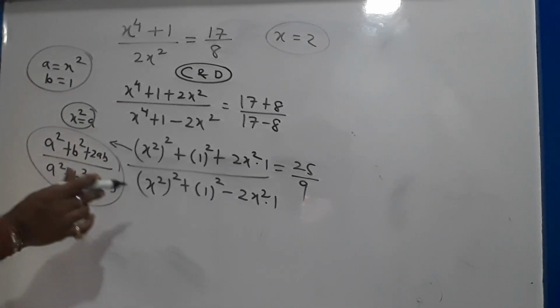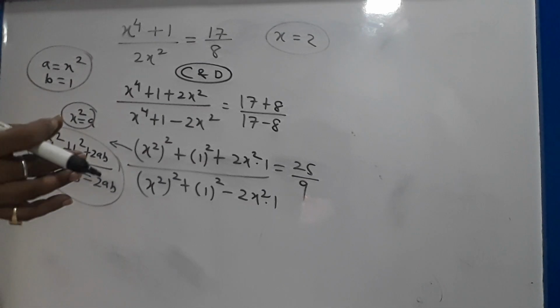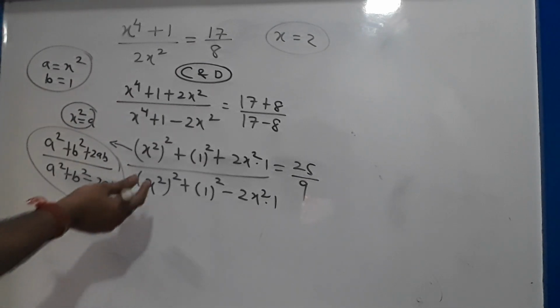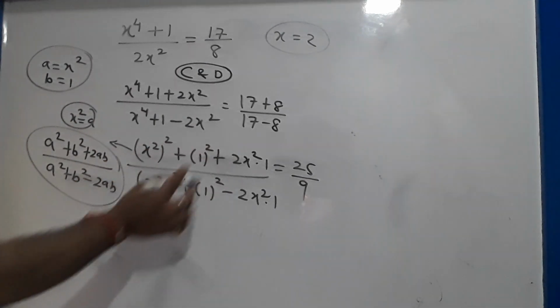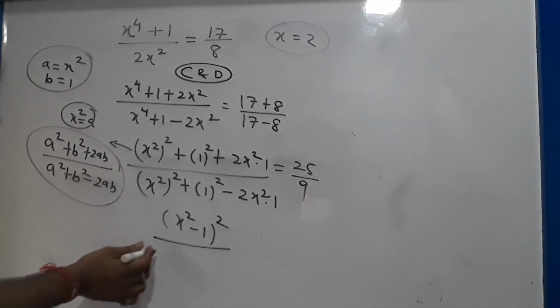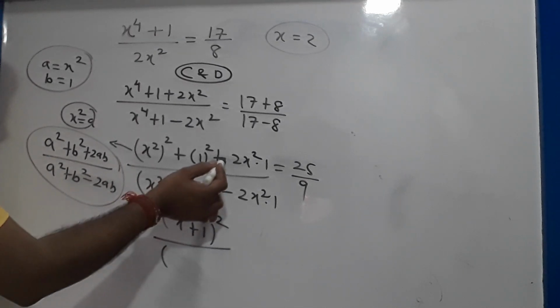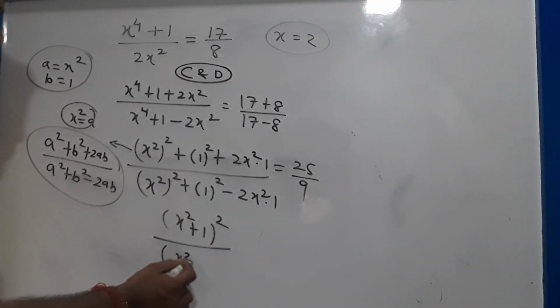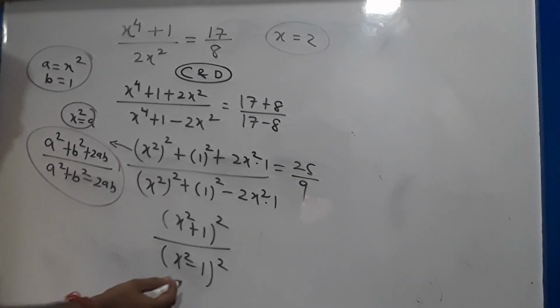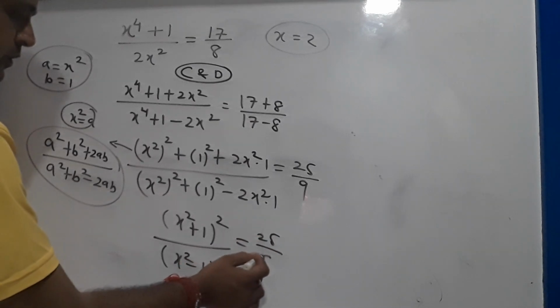So earlier I had told you, when you see square, somewhere it will be a plus b whole square, a minus b whole square. If it is cube, it will be a plus b whole cube, a minus b whole cube. So a square plus b square plus 2ab I can write as x square minus 1 whole square, and this I can write as x square plus 1 whole square, because it is plus 2ab. x square plus 1 whole square upon x square minus 1 whole square is 25 upon 9.